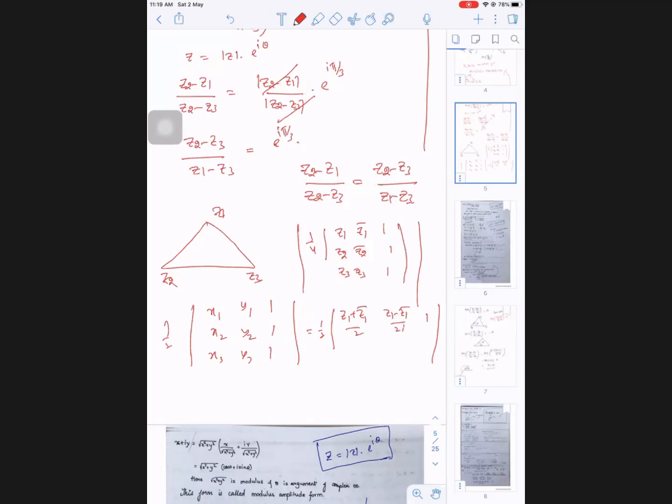Apply the column operation C1 implies C1 plus C2 i. For example, if you do that, then the Z1 terms are cancelled, and this Z1 bar term is cancelled. C2 i is cancelled, because if you multiply with i, then this i is cancelled. So the Z1, Z2, Z3 terms are cancelled. So simply apply C1 implies C1 plus C2 i.